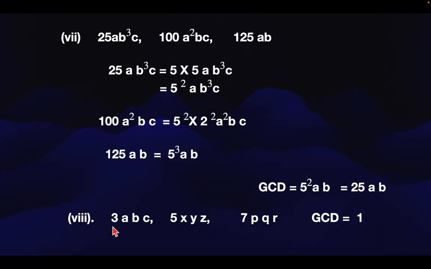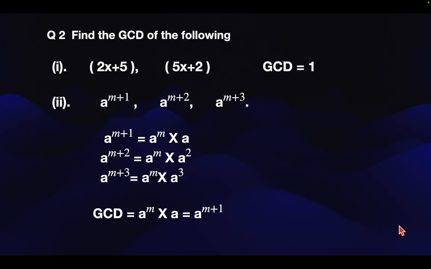Okay. So 3ABC, 5xyz, 7pqr. So is there any common divisor in 3, 5 and 7? No, it's only 1. And here nothing is in common. This is ABC, this is xyz, this is PQ. So again 1 only. So GCD is equal to 1.